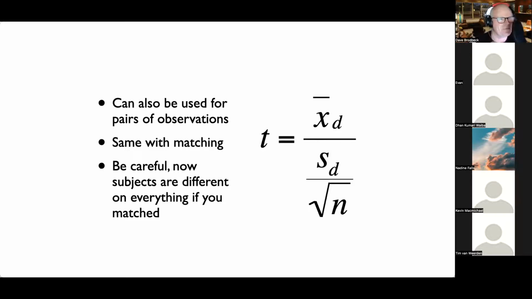So really, it's just x bar sub d. But again, it's not a different formula. All of these formulas are the same, and they're all descendants of Z.